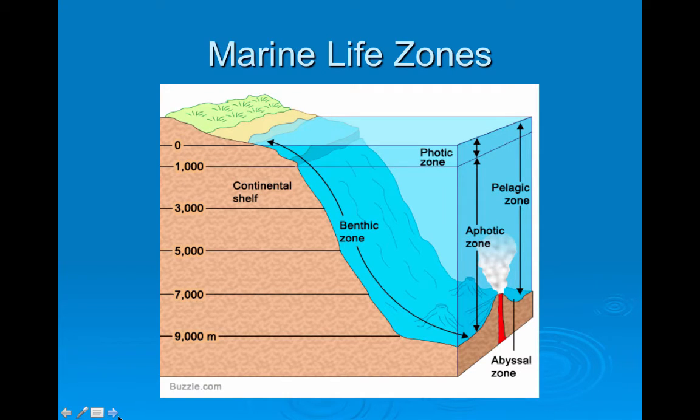All right, next question. Number 13, identify the life zones of the ocean. The photic zone, photo means light, so that is the vertical area in which light can penetrate. It depends upon the clarity of the water as to how deep it is. Photosynthetic organisms are here as well as most of the ocean's life.